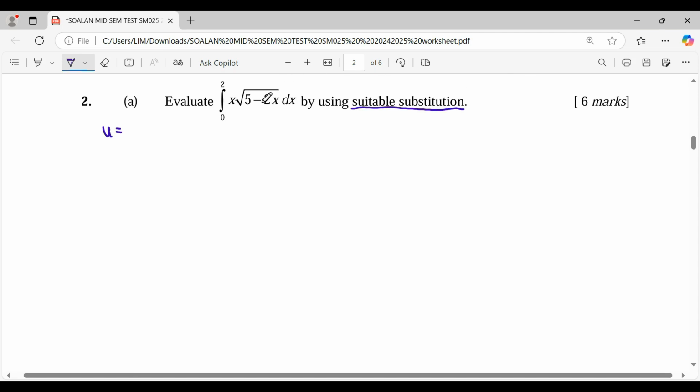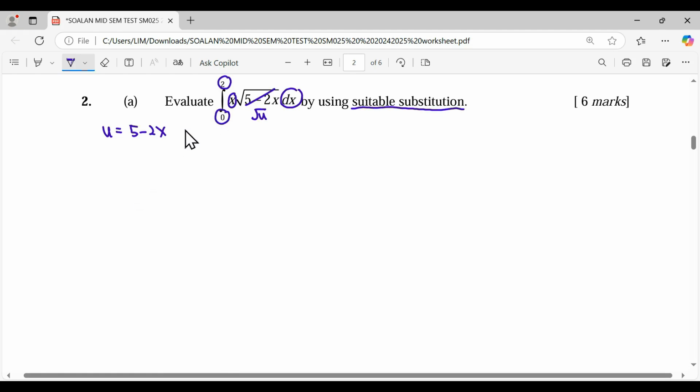So you can see this function is a multiplication. Choose the complicated one. So choose the function with the power, which is 1 over 2. So u will be 5 minus 2x. So this one, you change it to u already. Substitute with u already. So supposedly we need to substitute all these: x, dx, upper limit, and also lower limit.